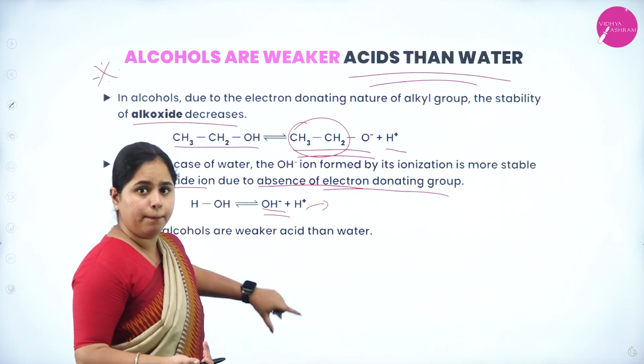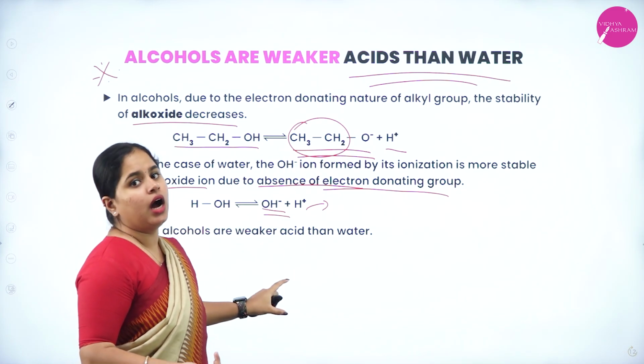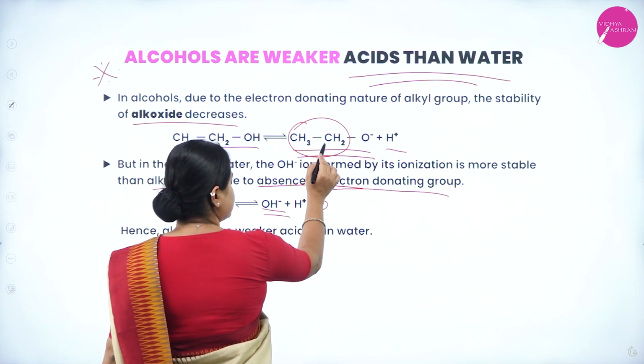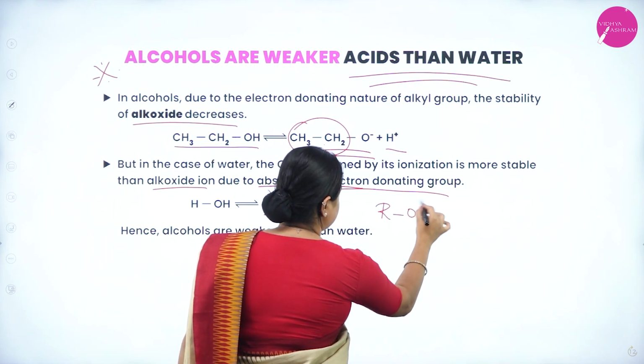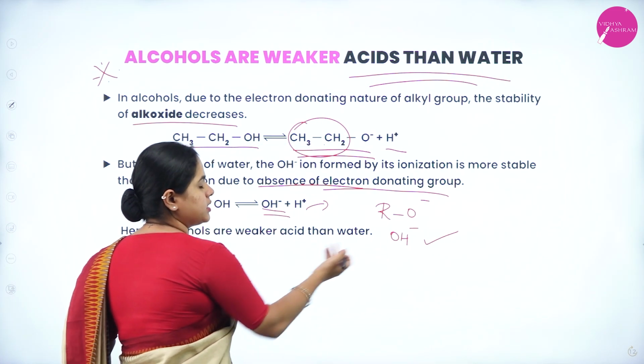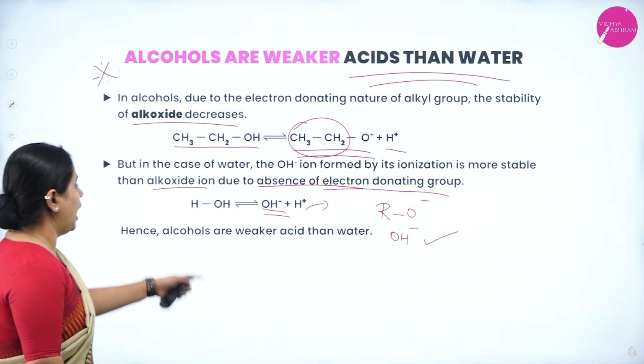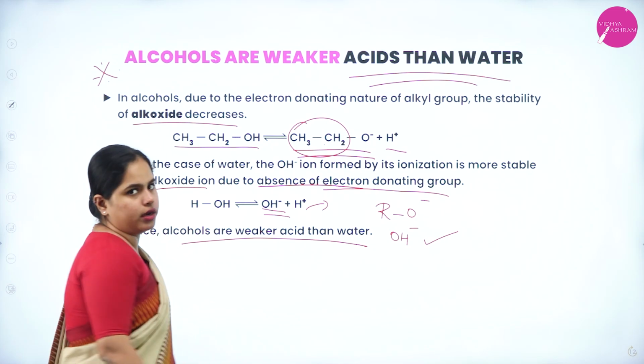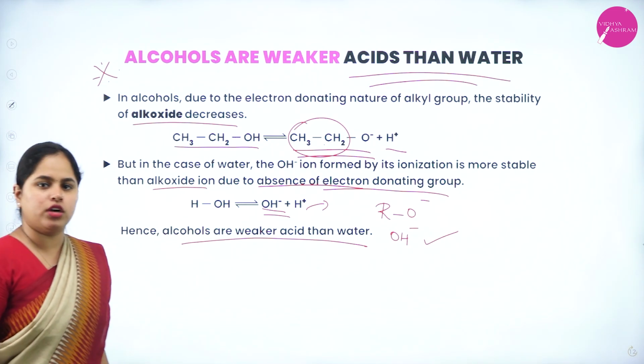Because of that, when you are comparing alkoxide ion and hydroxyl ion, that is alkoxide, R O minus, and OH minus, OH minus will be more stable because it doesn't have an alkyl group. Hence, alcohols are weaker acids than water. So this is very important to remember, what is the reason.